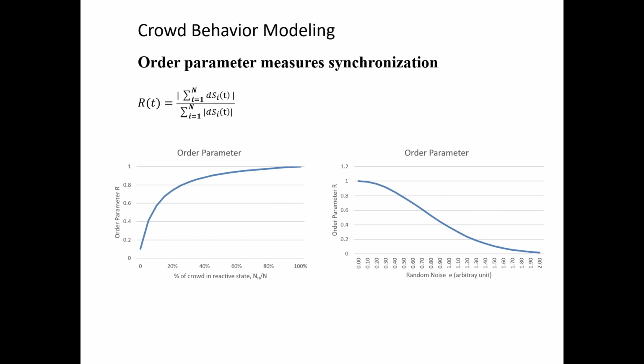So what the first chart on the left shows is the order parameter as a function of the number of agents in the crowd in the reactive state. When more agents become reactive to the observation, the order parameter can become very high. The crowd gets synchronized. And on the right, you can see the order parameter as a function of the random noise term in the previous page. The higher the noise, the less likely the crowd will be synchronized.